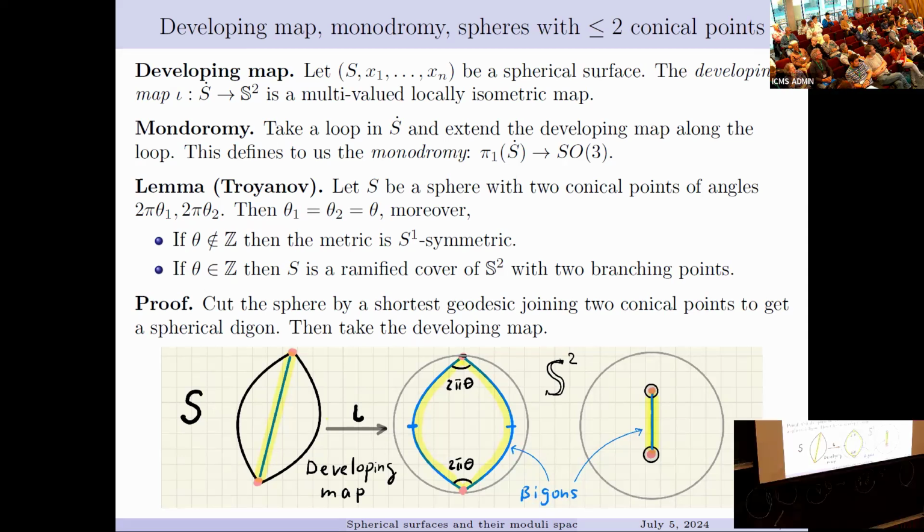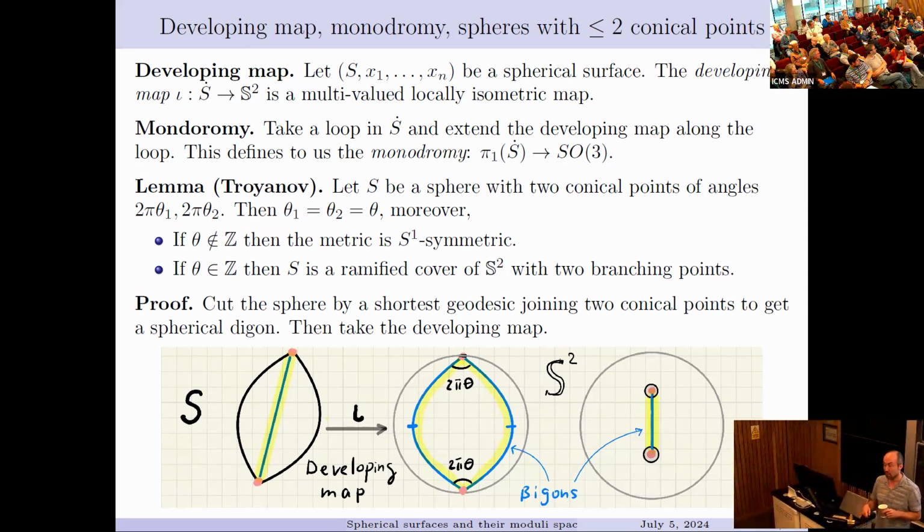So like in hyperbolic geometry, angles can be less than 0, but here they should be positive. Okay, so we proved the result, I think from the 80s. There is only one metric like this. So we have a description of metrics with two conical singularities.